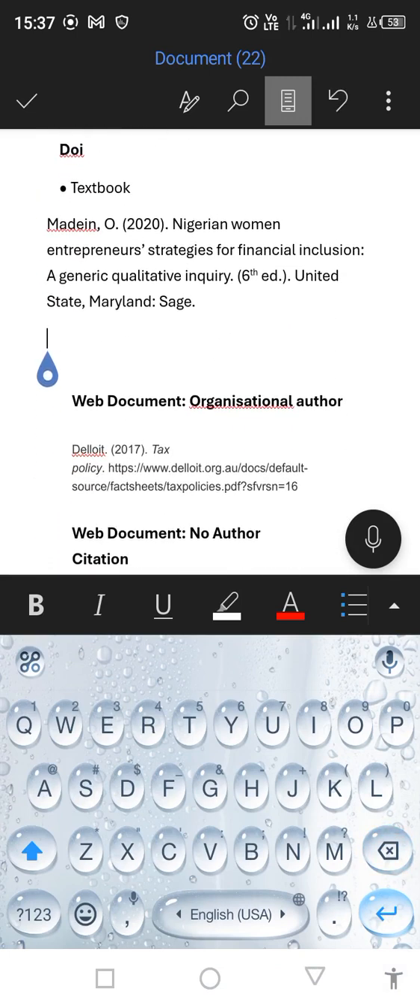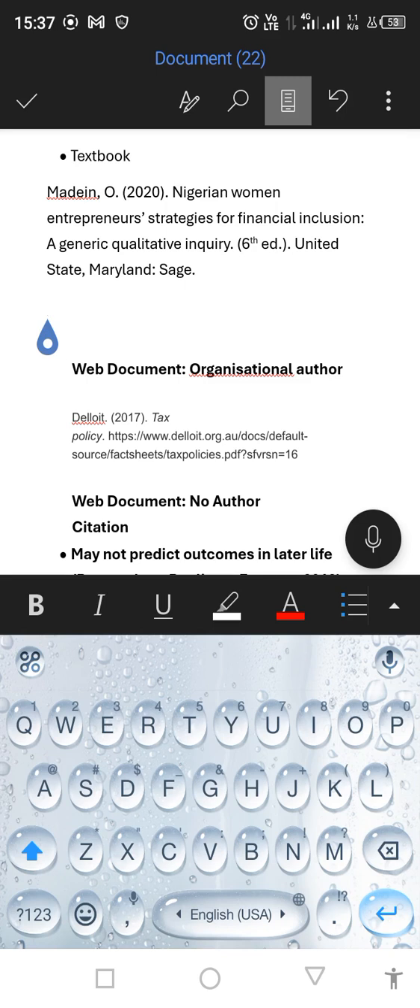Now, there are situations whereby we find documents online on the web, and these documents could be published by a corporate body. If you could recall, in a previous video, I showed you how to cite a corporate body. A corporate body also refers to an organization as author. That is, organizations are the ones that authored that particular document. The same thing. Now, how do we reference them? It follows the same format too, but with a slight difference.